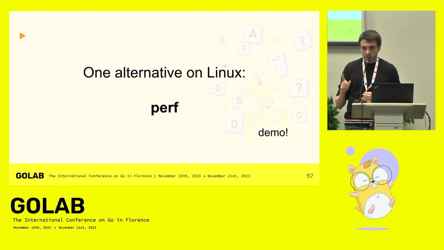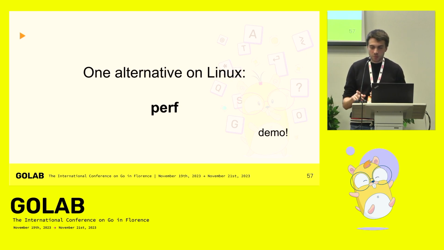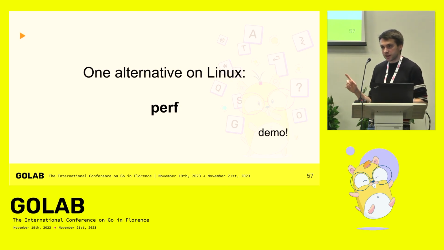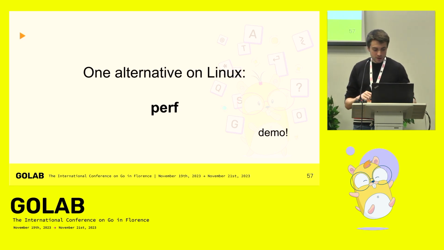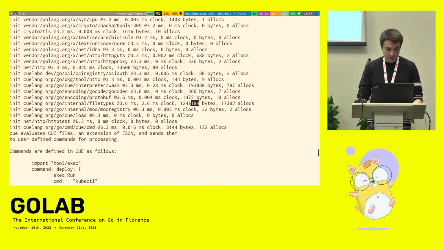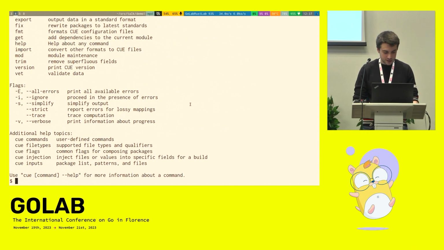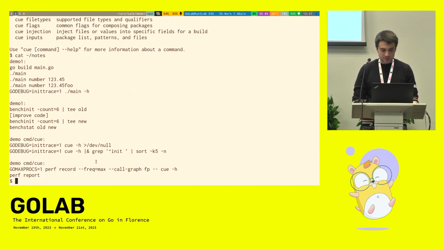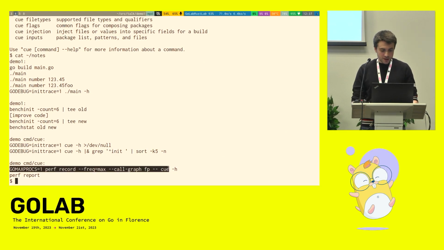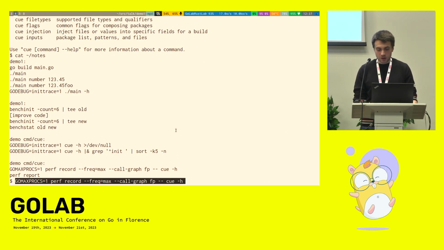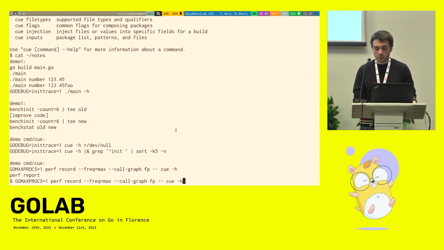One alternative on Linux is perf, and this is something that I'm copy-pasting from what Brian used in that issue for cmd/go. So let's take a look. I'm going to slightly cheat because I don't have my speaker notes here, because I will never be able to remember what the command to run perf record is for Go. So here you go. What's interesting here is that perf record with a Go program is not quite enough for what we want to do here.